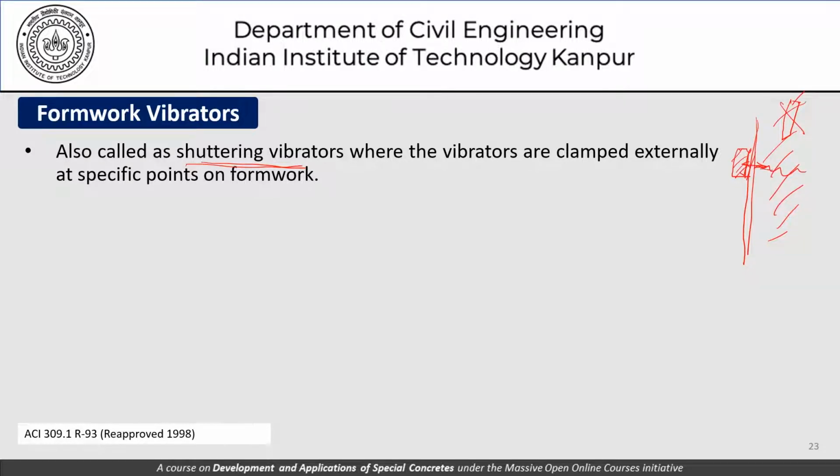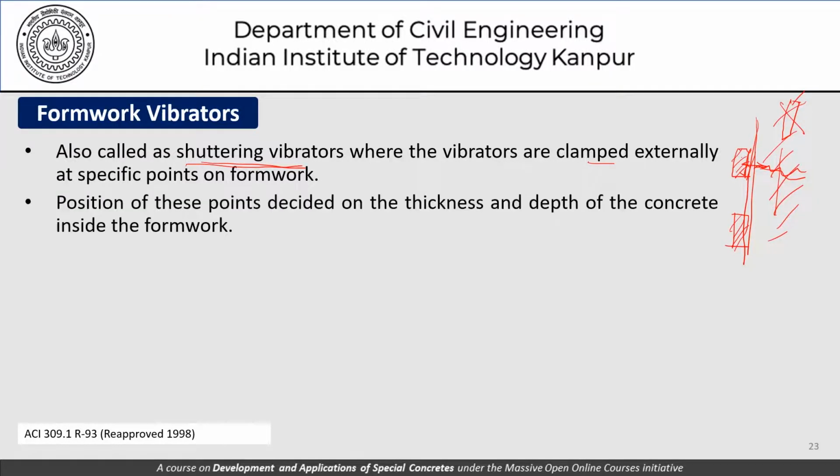consolidation of this concrete. Of course, it is not only one vibrator here that needs to be fixed. We need to fix a series of these shuttering vibrators or plate vibrators or formwork vibrators as we can call them. These shuttering vibrators or formwork vibrators are clamped externally at specific points on the formwork to carry out the consolidation process of the concrete within.